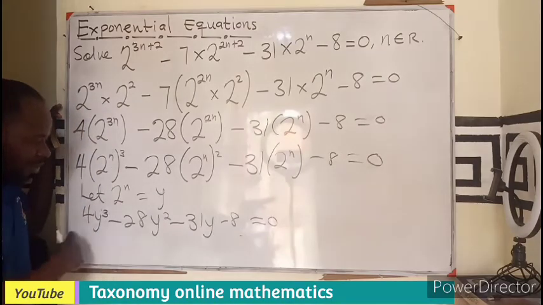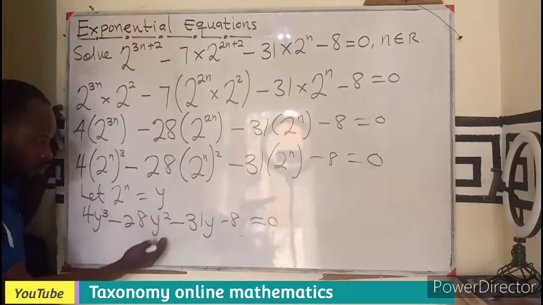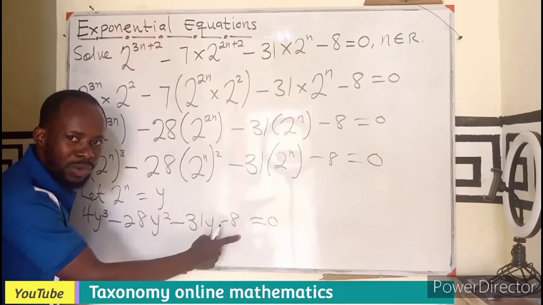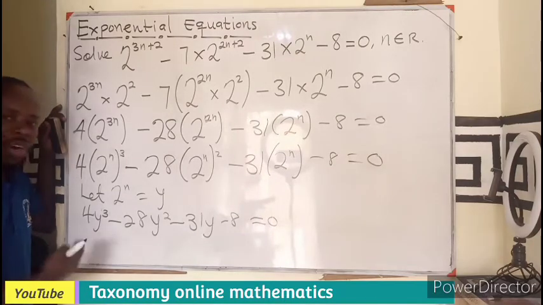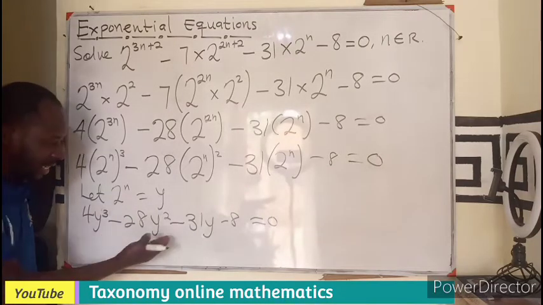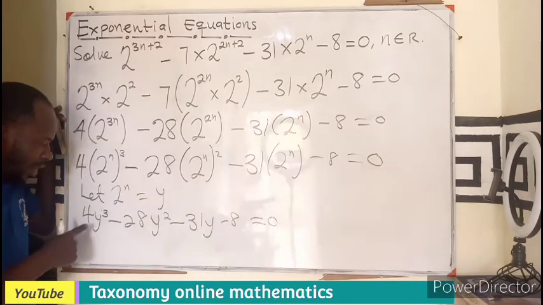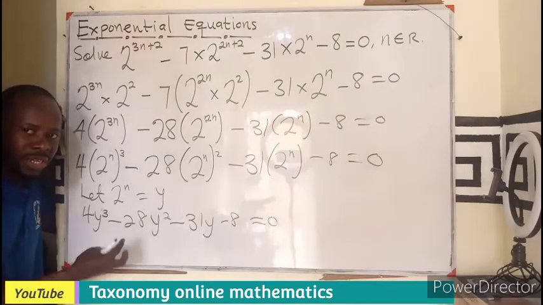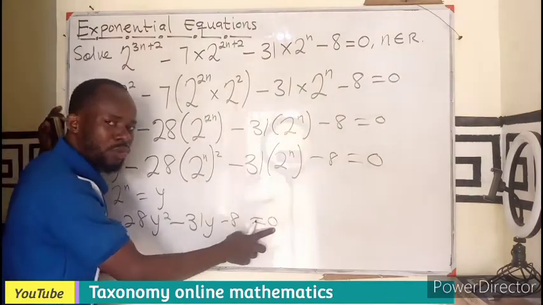I'm seeing this is not a quadratic but a polynomial, so I need to see if I can factorize. If I group the first 2 and the last 2, 8 and 31 have nothing in common, so the grouping method cannot work. Then we have to do long division. We have to divide this by a factor. To get the factor, we assume the value of y to be either 1 or minus 1, 2 or minus 2, until the left side equals 0.